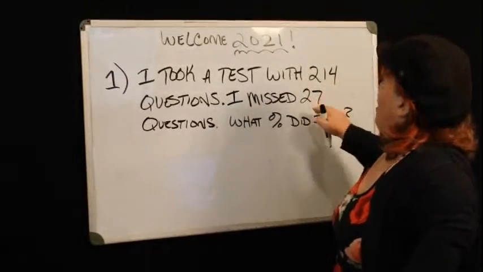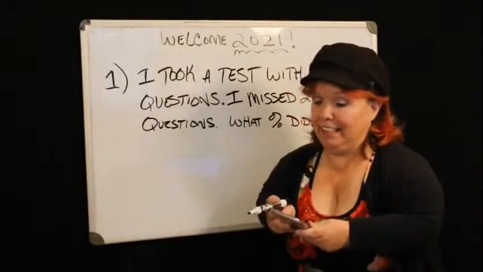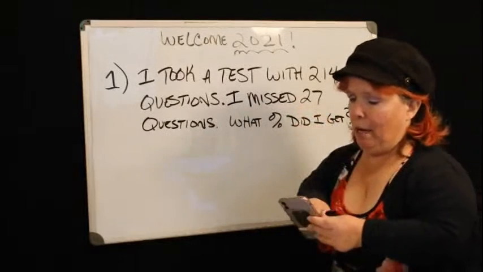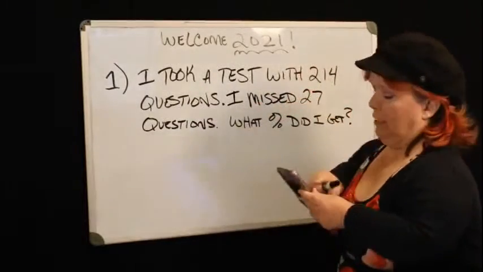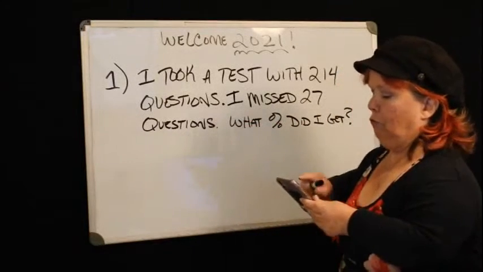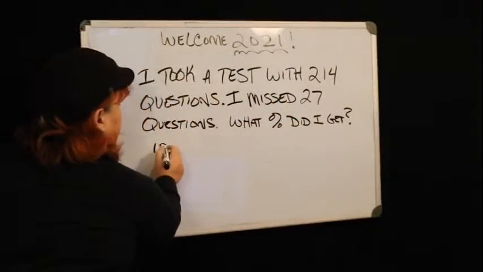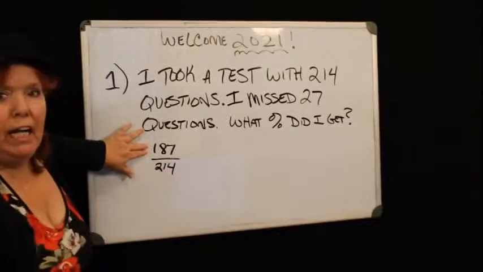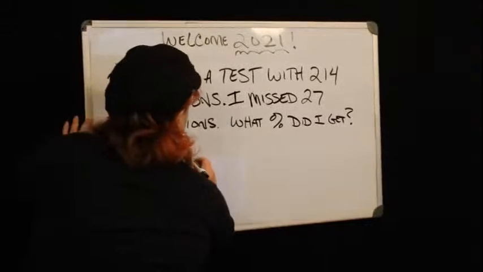So first of all, if I missed 27 questions, how many did I get correct? That's going to be important. You don't want to do the 27. I didn't get 27 correct. How many did I get correct? You've got to subtract the 27 from the 214, which means I got 187 questions correct. 187 over 214. This is how many I got correct. This is how many are on the test. Okay? What's missing?